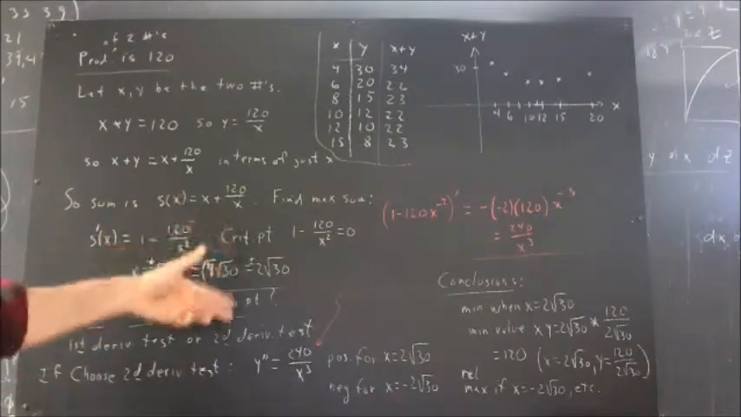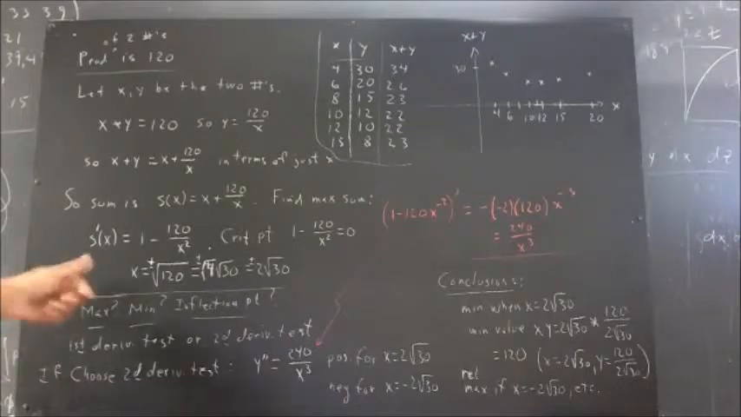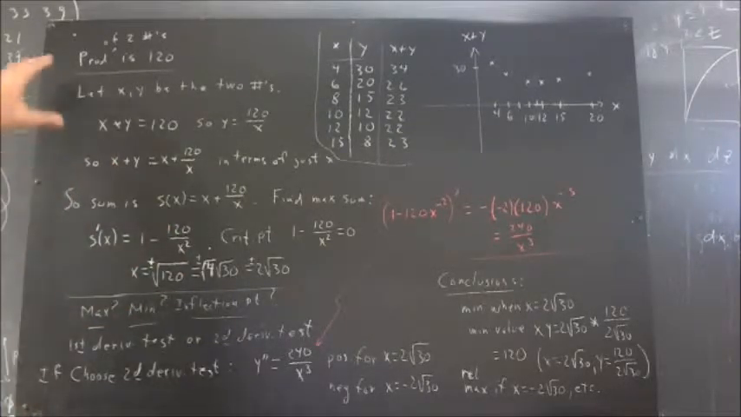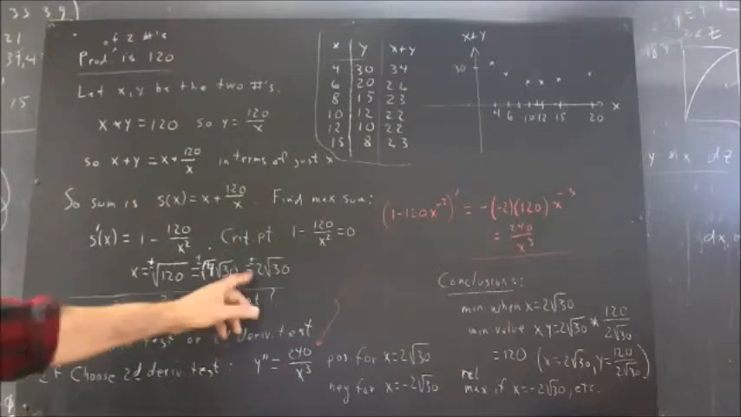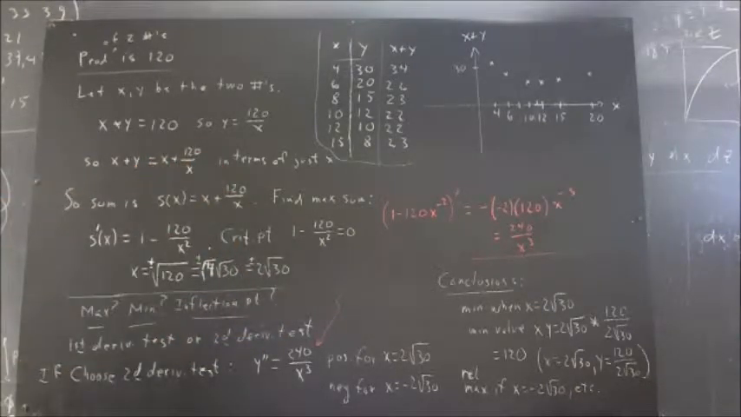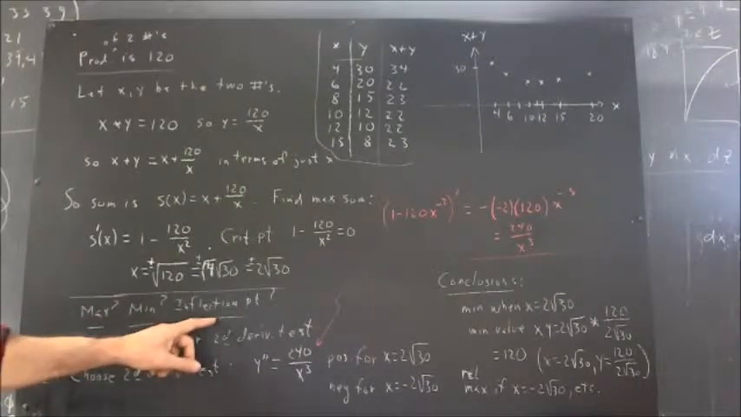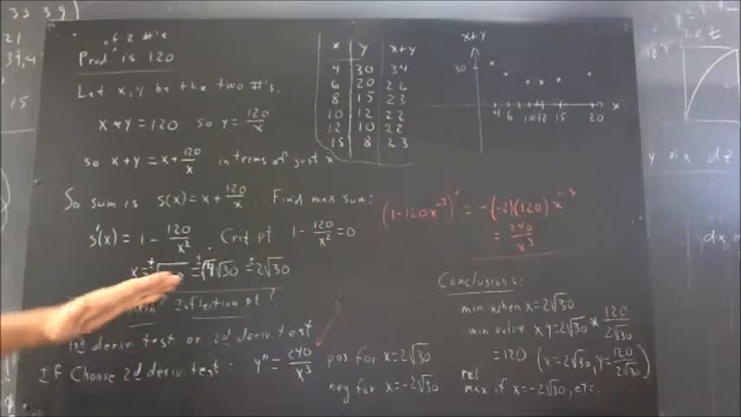Actually, there are two critical points, plus and minus. But if we exclude negative numbers from the statement of the problem, then there's only one positive critical number for this expression. Okay, is that a maximum, a minimum? Is it an inflection point, a point where the concavity changes?